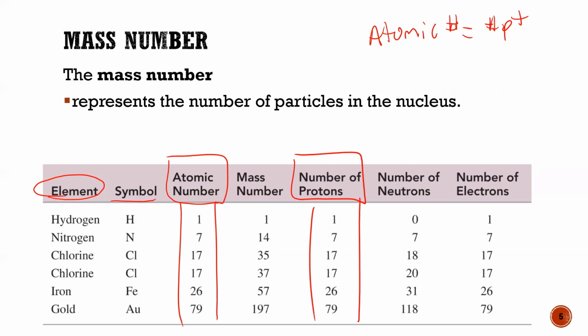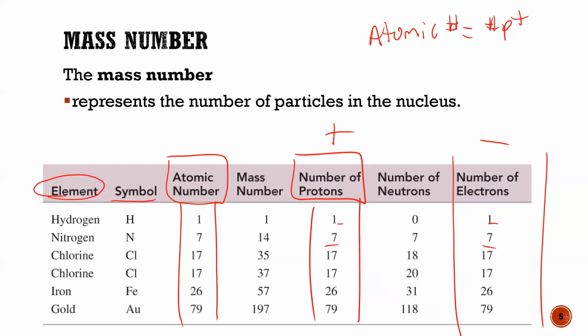So there's a different number though, and actually, let me get back to that. The number of protons is going to equal the number of electrons. Why? Because the positives and negatives have to equal each other, right? So 1 and 1, 7 and 7, because all these atoms are neutral.